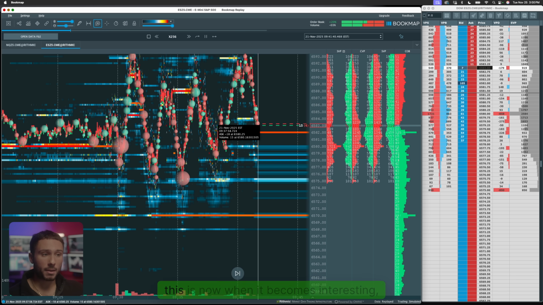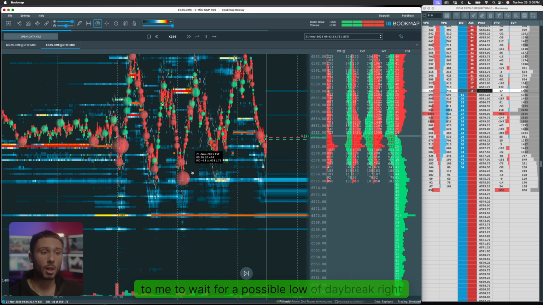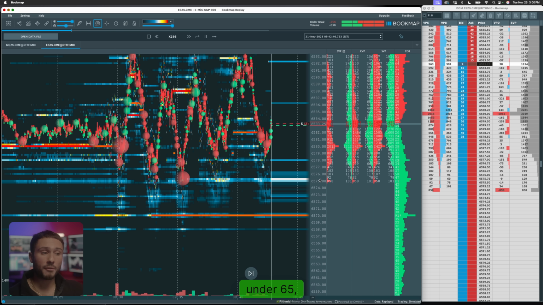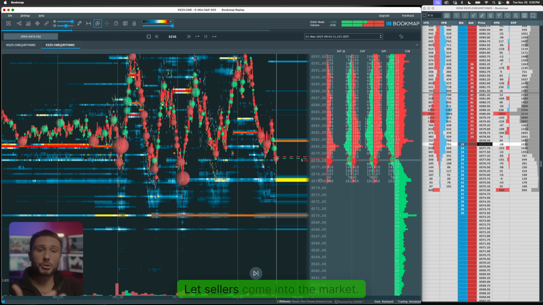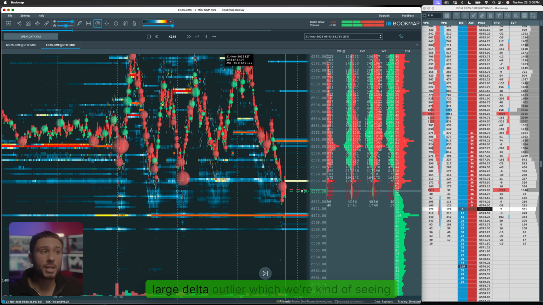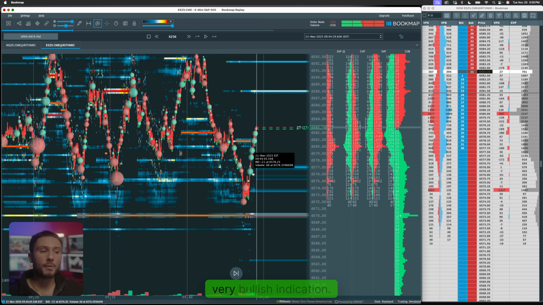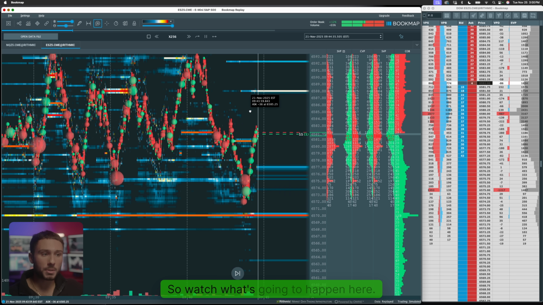And in this moment, this is now when it becomes interesting to me to wait for a possible low of day break, right? Under 65.75. Let sellers come into the market. And if then the market reclaims back above this large delta outlier, which we're kind of seeing occur right now, this could be a very, very bullish indication. So watch what's going to happen here.